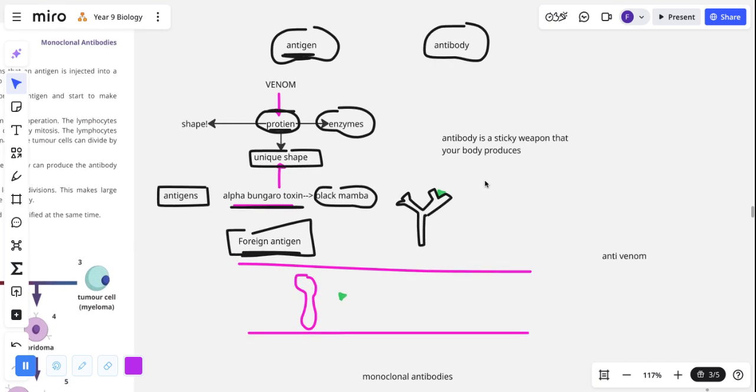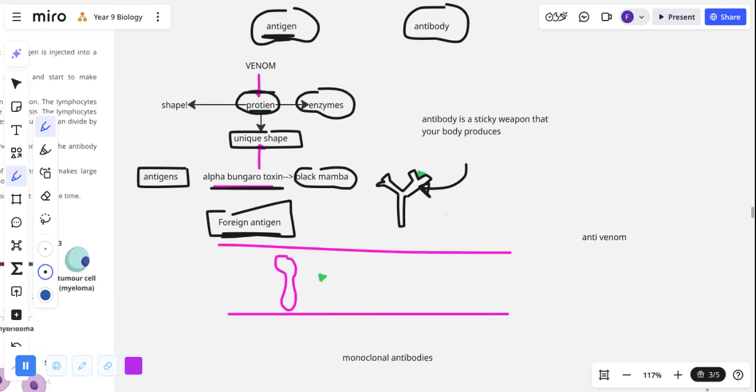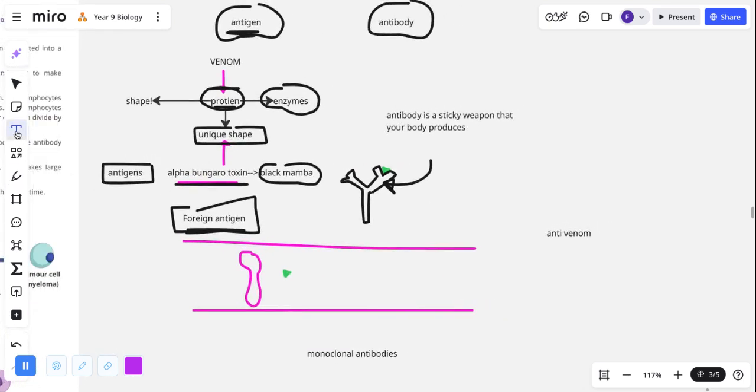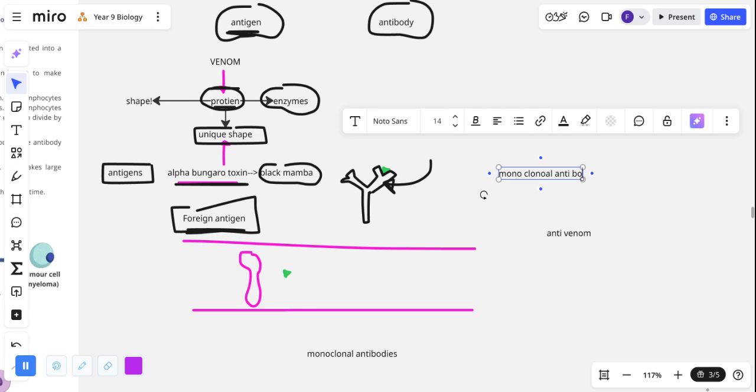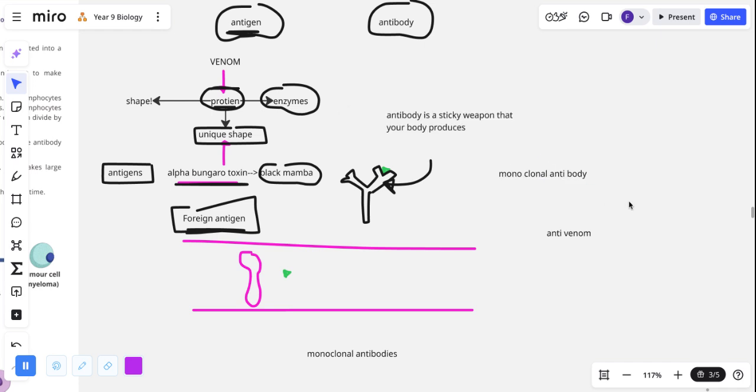The problem is to make this sticky weapon, to make this antibody, it takes 4 days. All right? If you're bitten by the black mamba, you've got a couple of hours. You haven't got 4 days. So what you can do is you can make a monoclonal antibody. The monoclonal antibody, you've seen it in movies and stuff, is called antivenom.